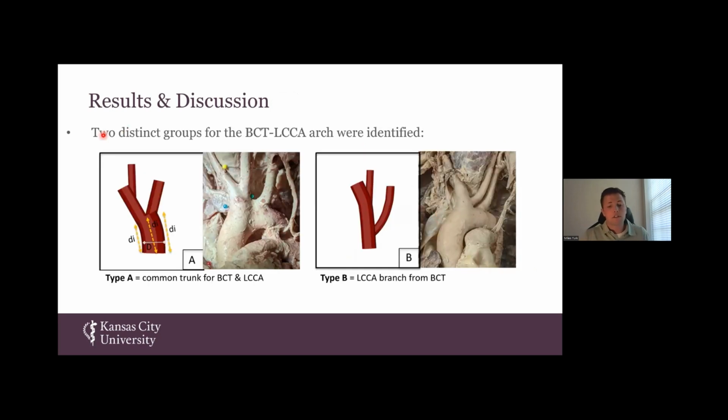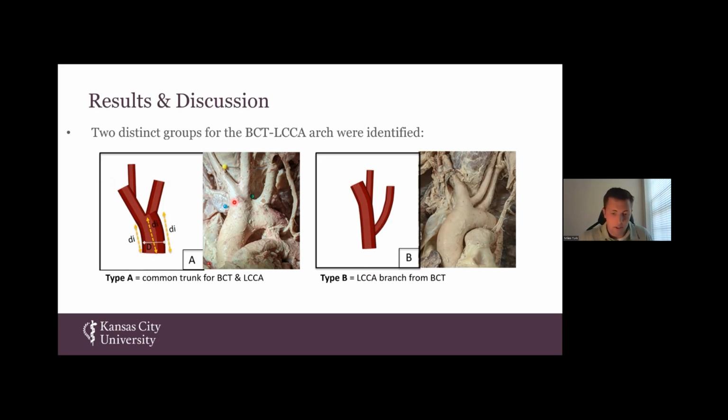So the first interesting finding we found for the common origin group was there were two subclassifications that could be identified. The first, which we're denoting as type A, was the brachiocephalic trunk and left common carotid artery shared a symmetrical trunk before splitting to their respective distributions. And then type B was when the left common carotid artery, rather than sharing a trunk, was more of a branch directly from the brachiocephalic trunk.